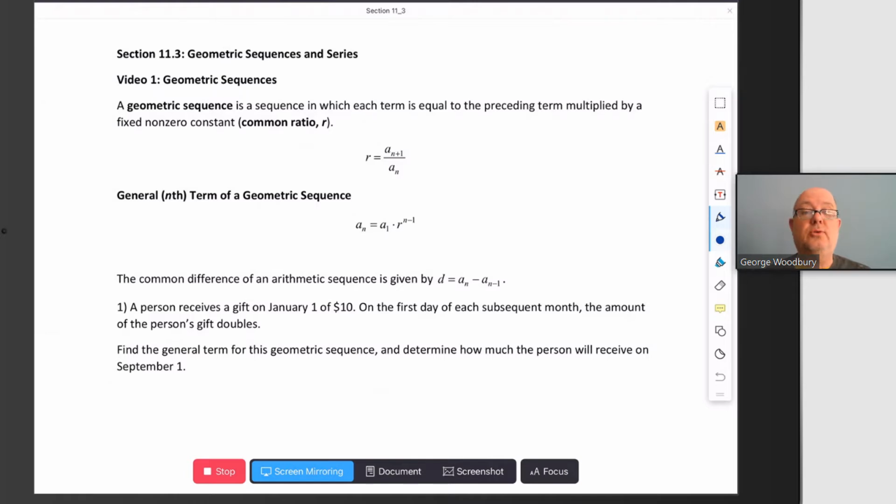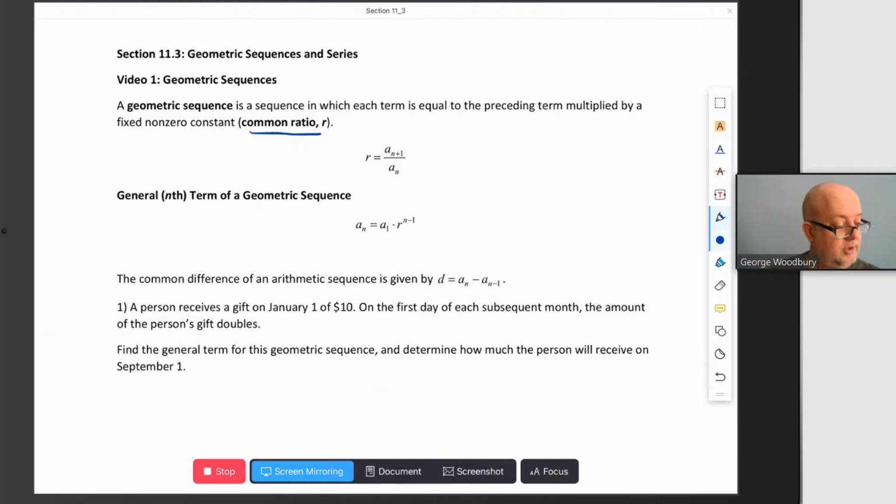In this video we're going to take a look at a geometric sequence, which is similar to the arithmetic sequence, except instead of adding a constant to each term, we multiply each term by a constant. Each term is equal to the preceding term multiplied by some non-zero constant that we label as r, the common ratio rather than the common difference. And to find the common ratio, we just divide some term by the term before it.